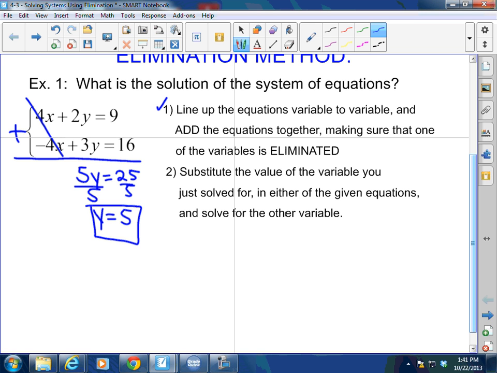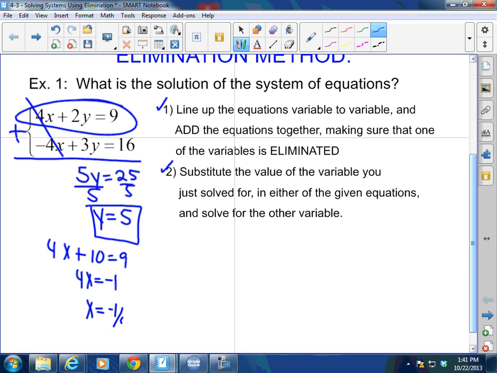y equals 5. Now that y equals 5, step 2: substitute the value of the variable you just solved for in either of the given equations and solve for the other variable. So I'm going to choose to plug it into this one. So I got 4x plus 10, because 2 times 5 is 10, equals 9. 4x equals negative 1. x equals negative 1/4. So my solution is negative 1/4, comma 5.